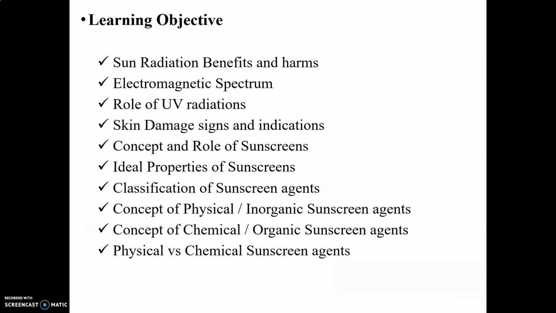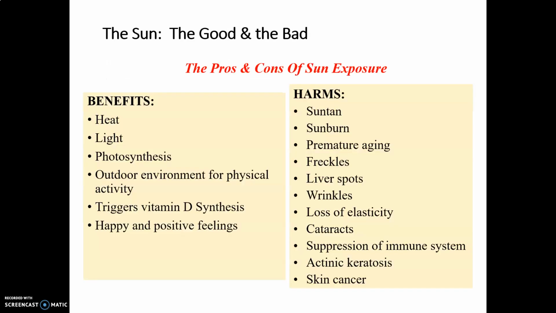At the end of the session, the student can learn the concept of sun radiation, their benefits and harms, the concept of the electromagnetic spectrum, the role of UV radiation, the different signs and indications of skin damage due to UV radiation, the concept and role of sunscreen, ideal properties of sunscreens, classification of sunscreens into two ways: one is the physical classification and the second is the chemical classification, and physical versus chemical sunscreen agents. So let's begin with the session.